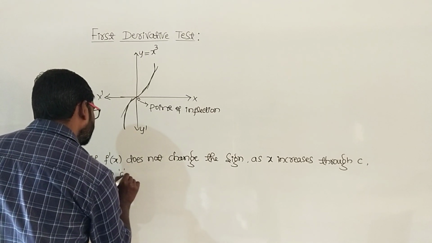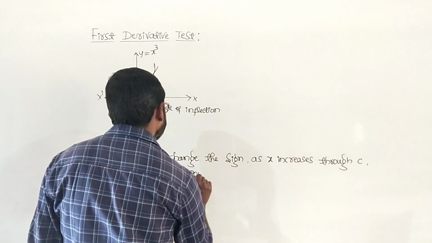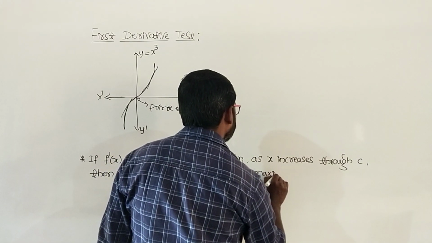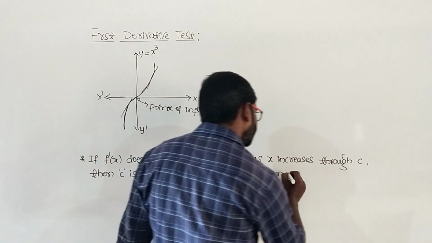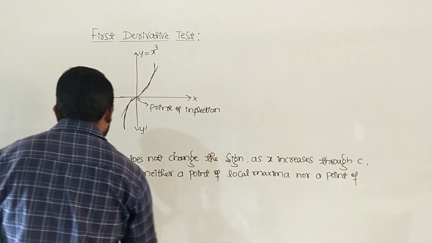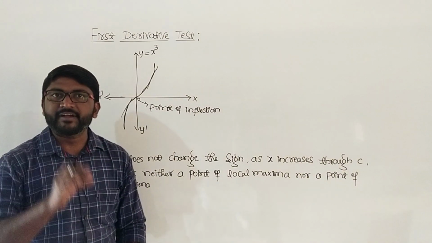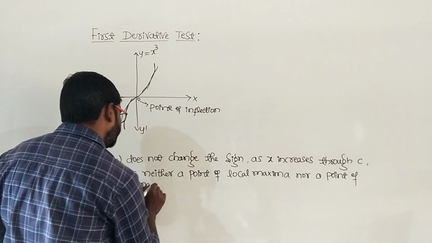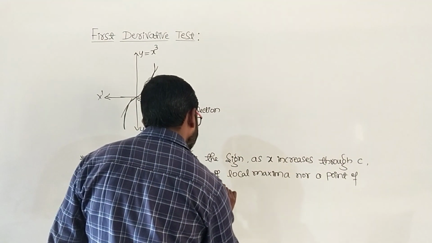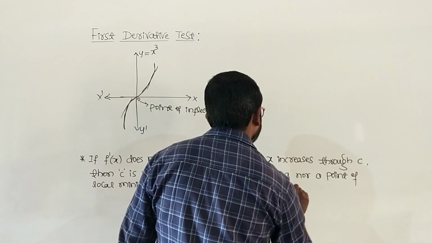Then c is neither a point of local maxima nor a point of local minima. In fact, such a point is called a point of inflection.